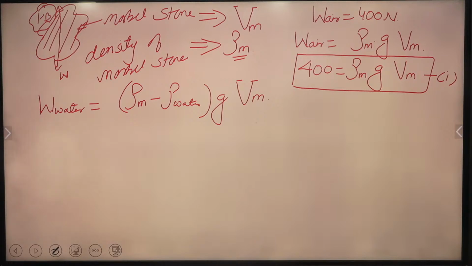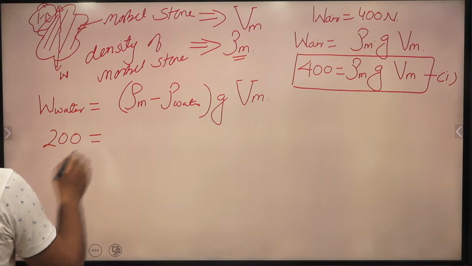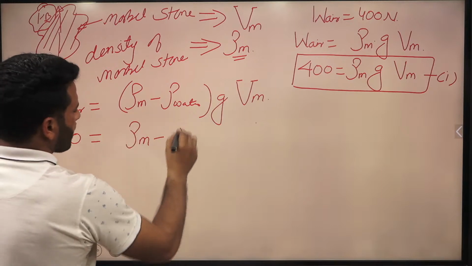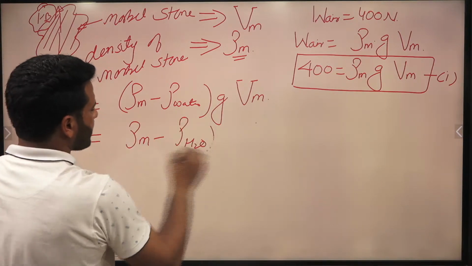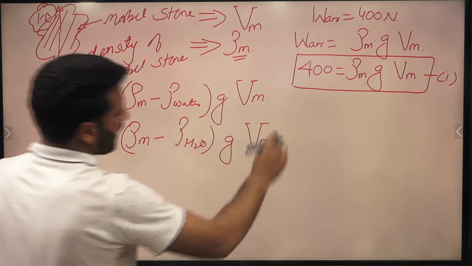Is it okay? So I think this is okay. This is given to us in the question: 200 equals the mass density of the marble stone minus the mass density of the water, into gravitational acceleration, into the volume of the marble stone.